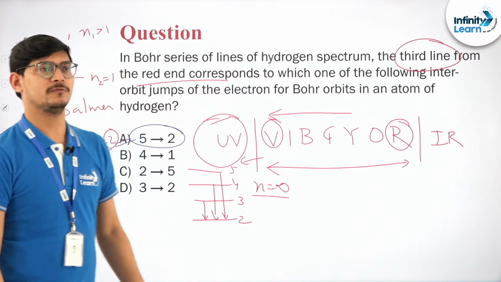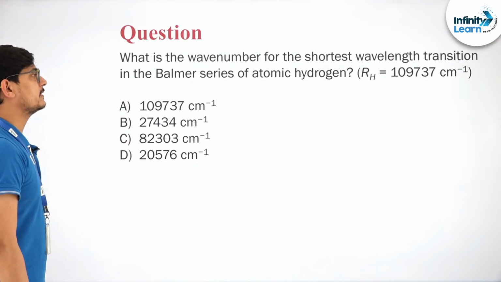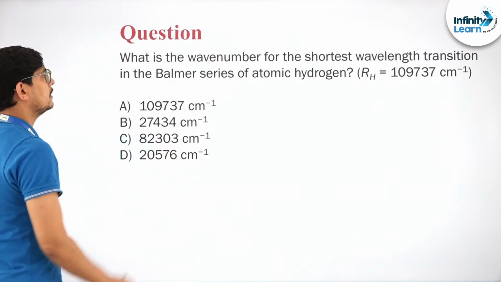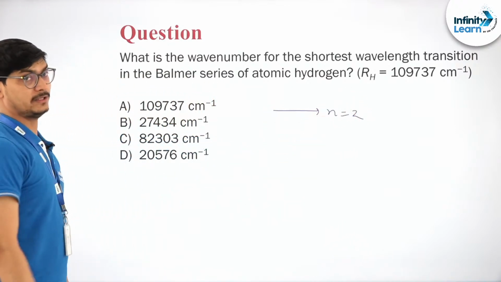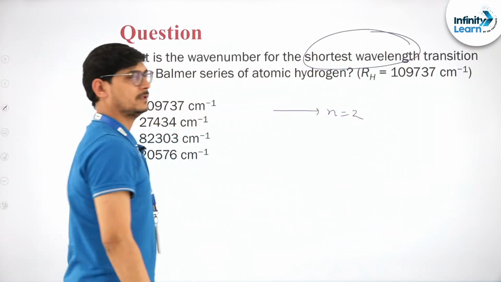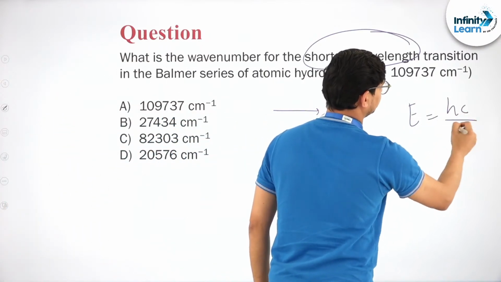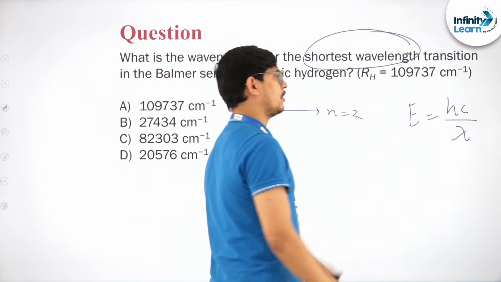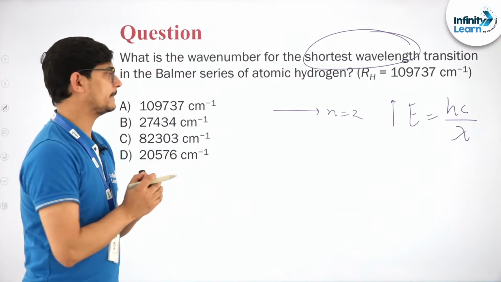Clear? Okay, so let's move forward. What is the wave number for the shortest wavelength transition in the Balmer series? Again, we have a question from Balmer series and it is a previous year question. So in Balmer series, electron drops to n is equal to 2. It can begin from anywhere, right? But there is a hint, it has to be the shortest wavelength transition. Now if you remember Planck's equation, E is equal to hc by lambda, that is, energy depends inversely on the wavelength. So if the wavelength is shortest, energy will be highest. Minimum wavelength, maximum energy, right?